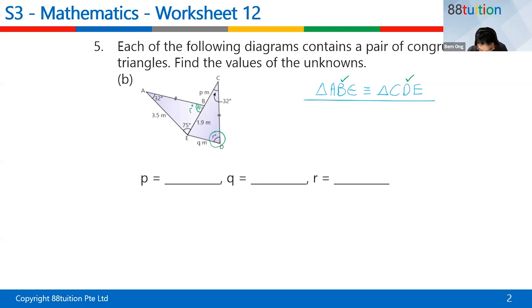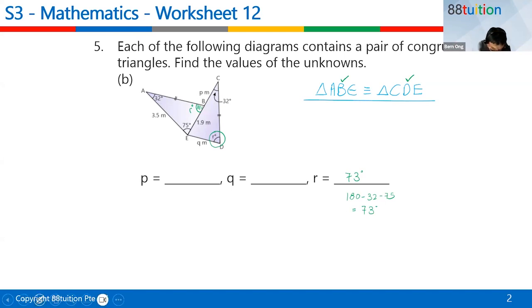So how do you find angle B? You have to take 180 minus the 32 minus the 75. This one is a little bit like Sec 2. Sec 2, you also did something like that, right? So get used to it. It's a refresher. So 73 degrees is for angle B, which is also for angle D, which is represented by angle R.